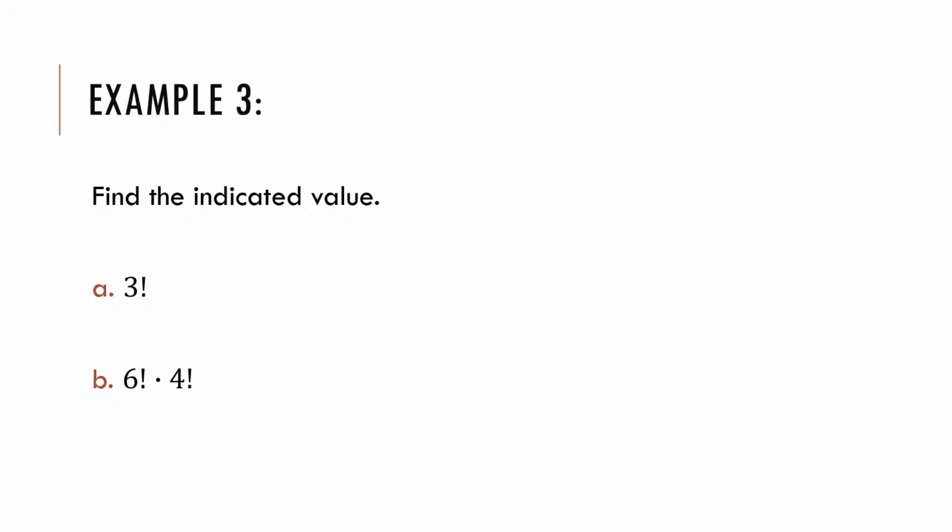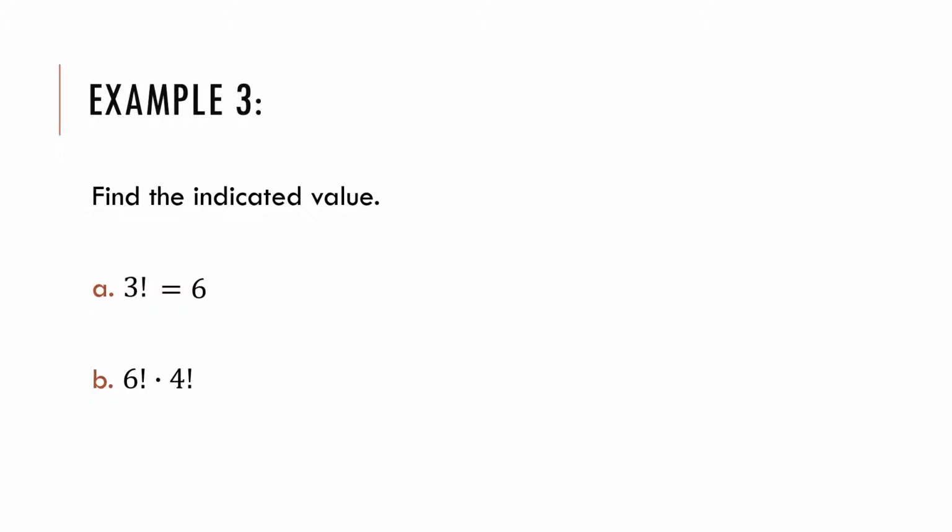All right, so 3 factorial. If you do this on your calculator, I would give you a second, pause the video, and then you can figure out what you get. Or this is an easy one, you can do this in your head. That's going to be 3 times 2 times 1, which is 6.